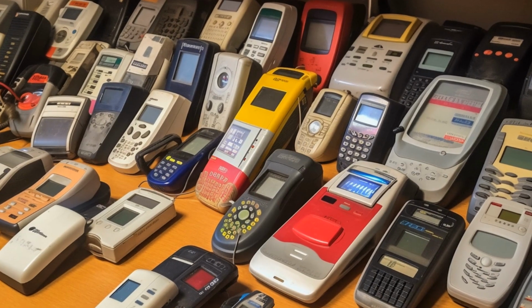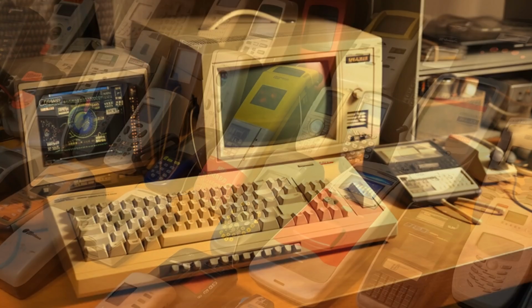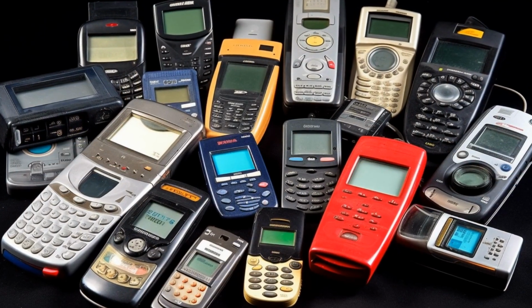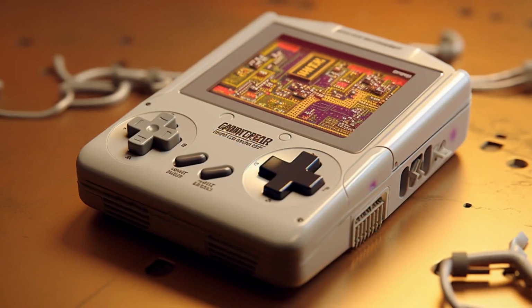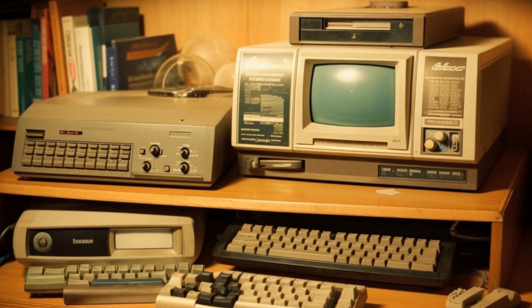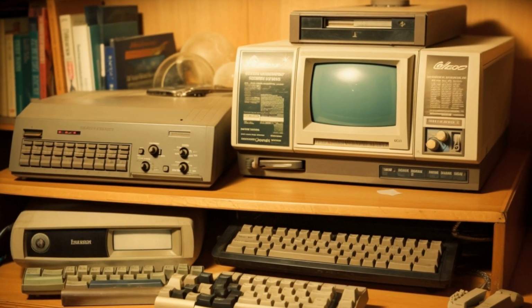The digital age was accelerating. The internet was spreading rapidly, changing how people communicated, accessed information, and conducted business. Mobile phones were becoming common, and digital media was replacing physical formats in music, photography, and later, in film.